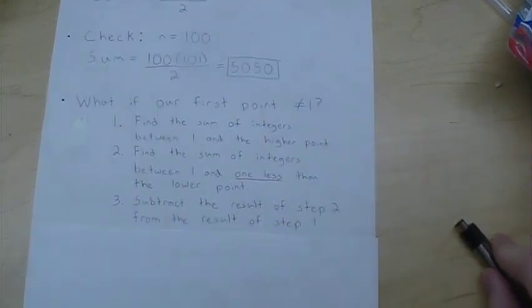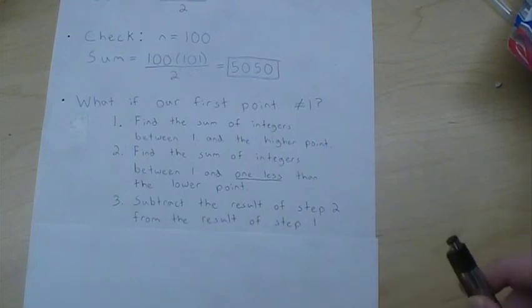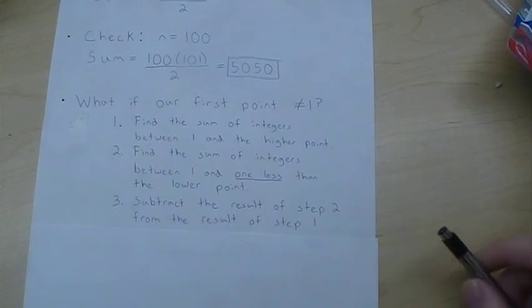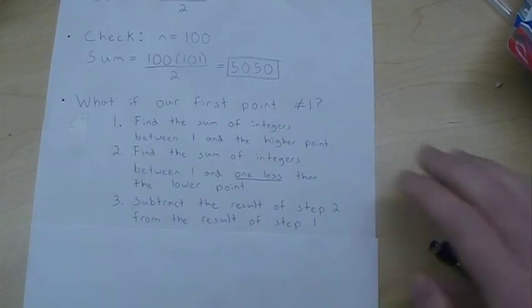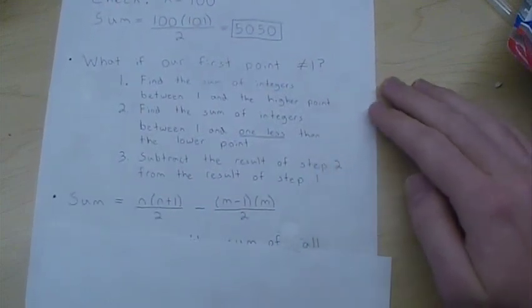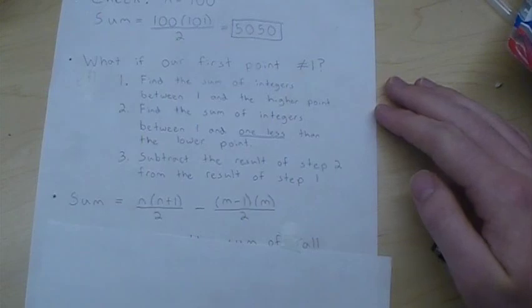In other words, we found the sum of all integers between 1 and 200. But since we overcounted from our desired result, which is the sum of integers between 100 and 200, we simply subtract all the integers between 1 and 99 to get our desired results. The formula n times the quantity n plus 1 over 2 minus the quantity m minus 1 times m over 2, where n is the higher point and m is the lower point, can be used to find the sum of integers between 2 points.